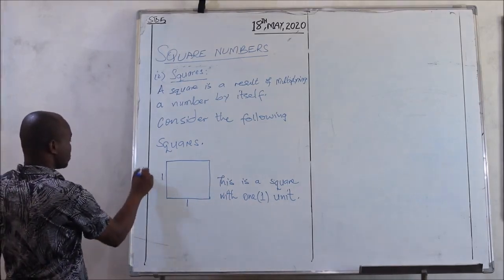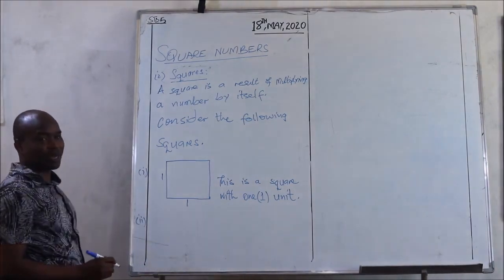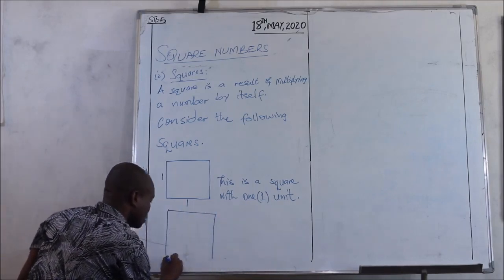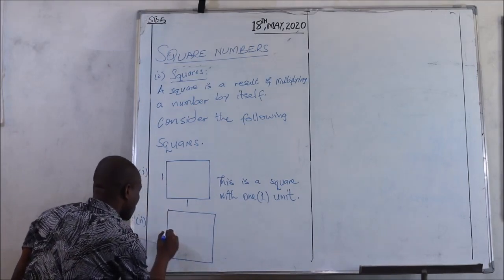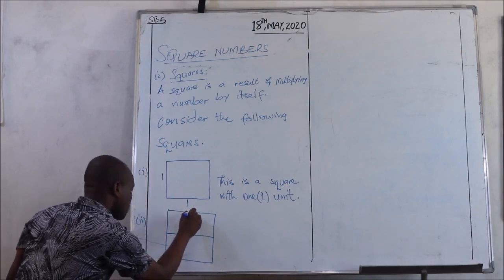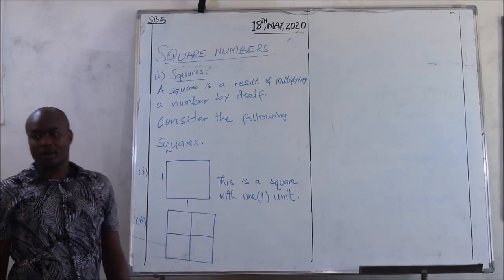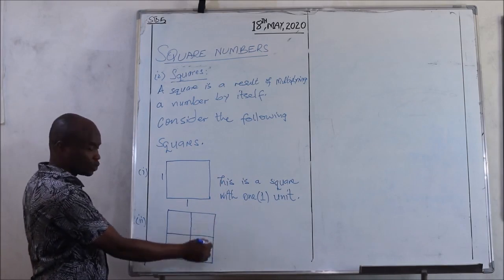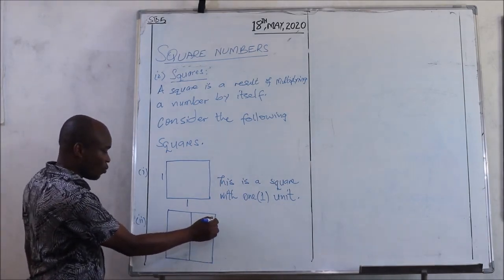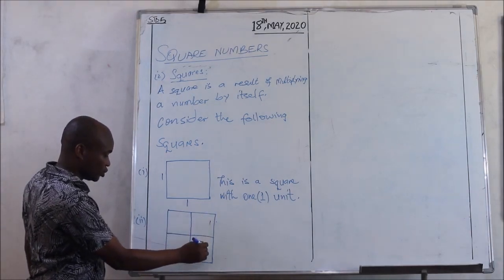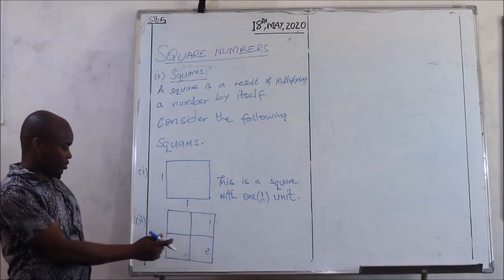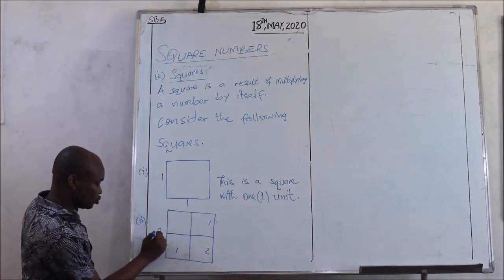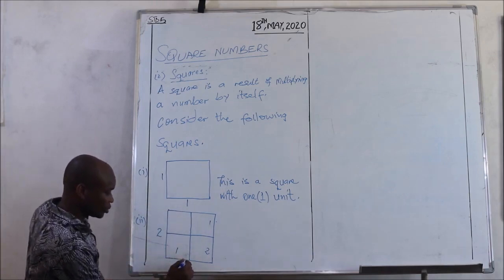The second figure that has squares is this one. So we can count together from here, from the top to the bottom, there are two squares. So we can count them here as one, two. Across also, we have one, two. So in other words, here we have two squares. And here also we have two squares.